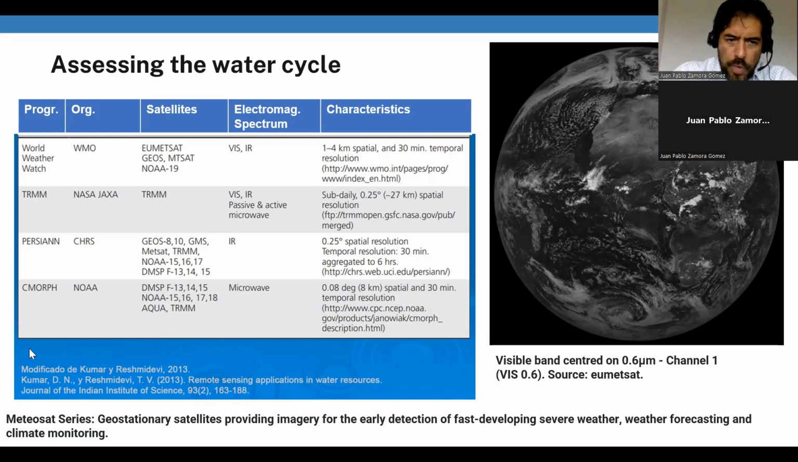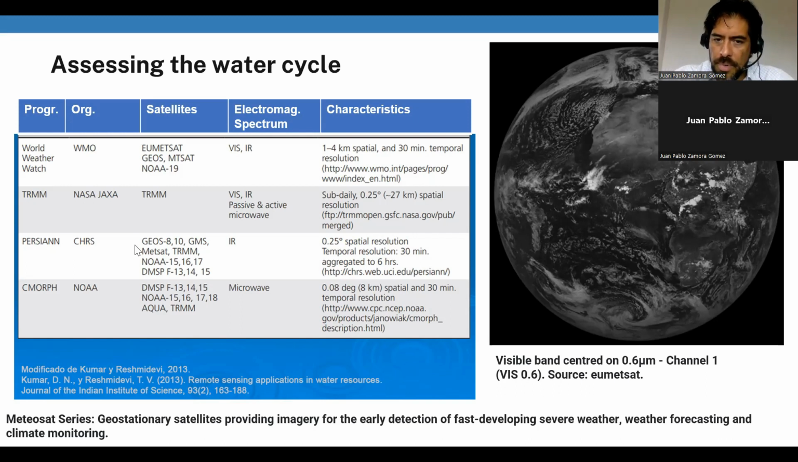satellite missions. We have this table. We have included programs, organizations, satellites, missions, and the electromagnetic spectrum bands which are used by those specific sensors, and the different and general characteristics. For example, for the World Weather Watch program operated by the World Meteorological Organization, we can find satellite missions such as EUMETSAT, Meteosat, GOES, NOAA 19, etc. Those missions operate in the visible and the infrared spectrum.